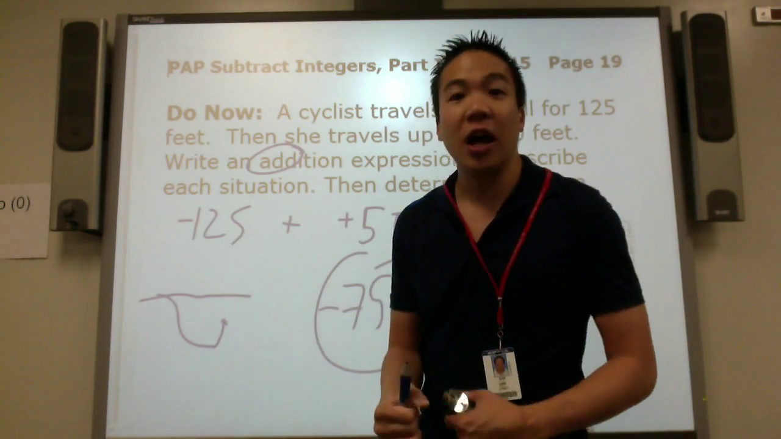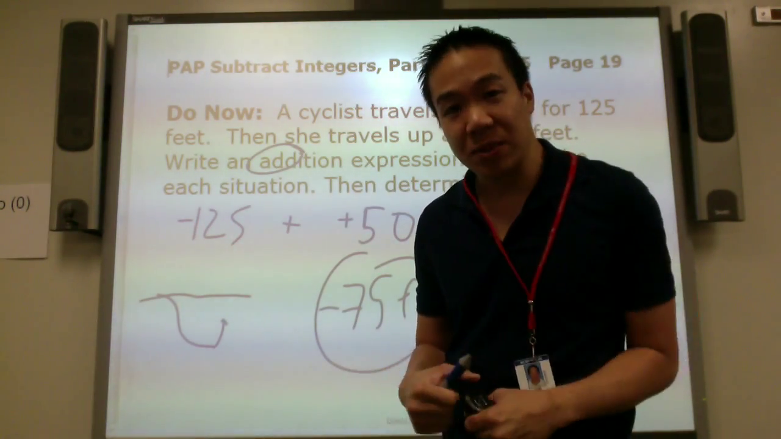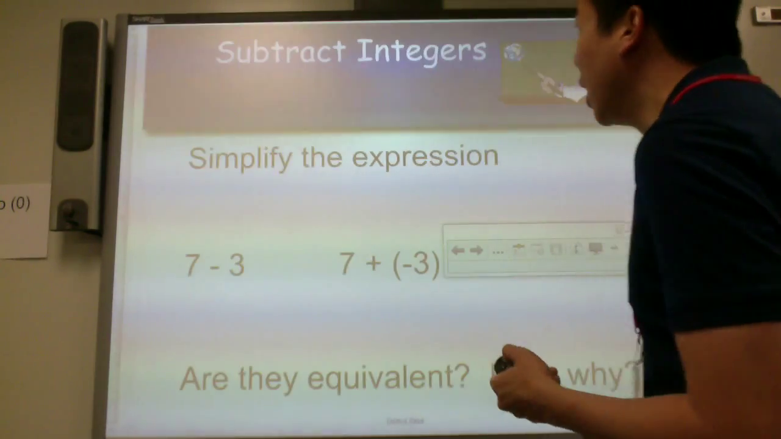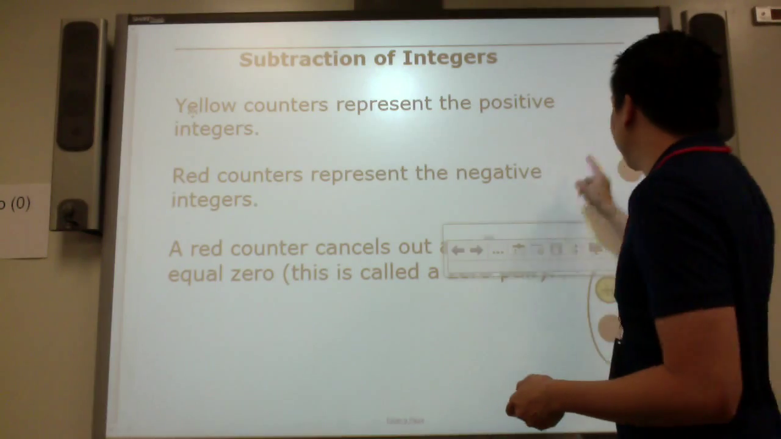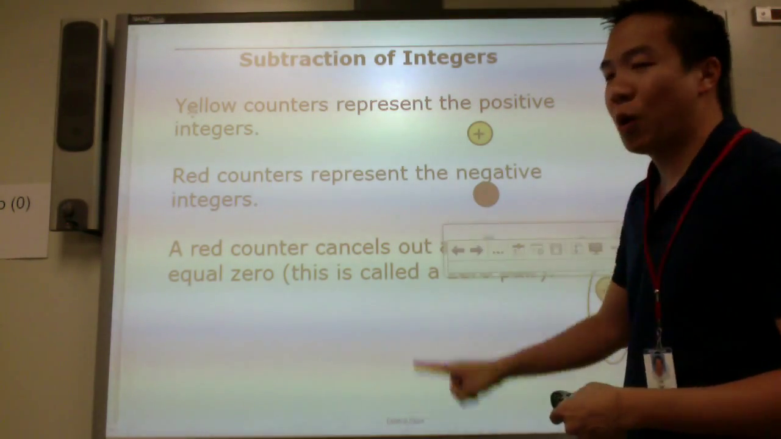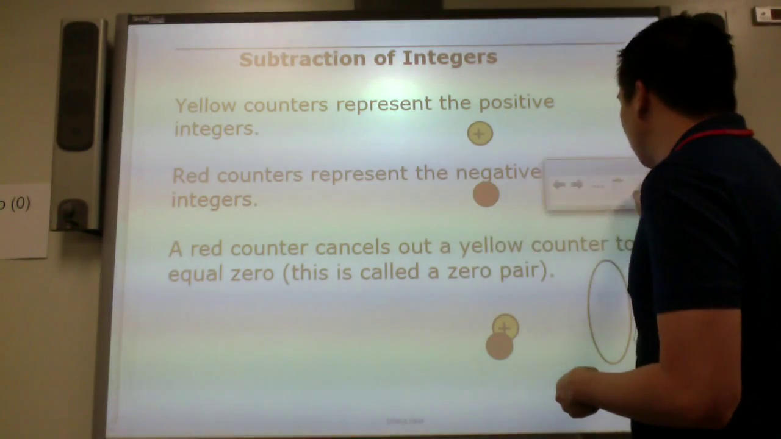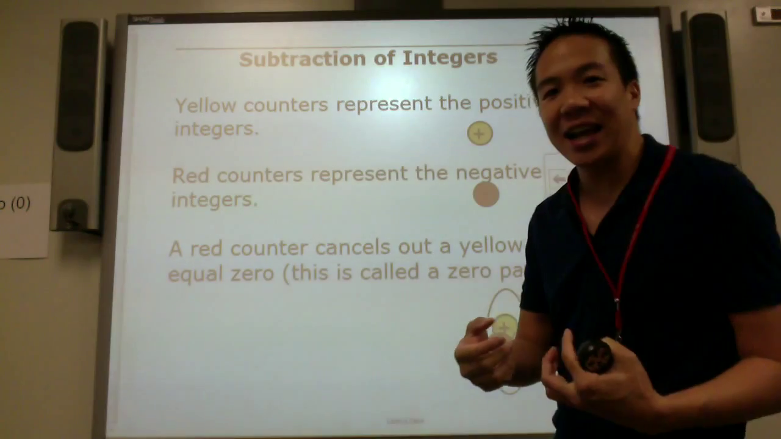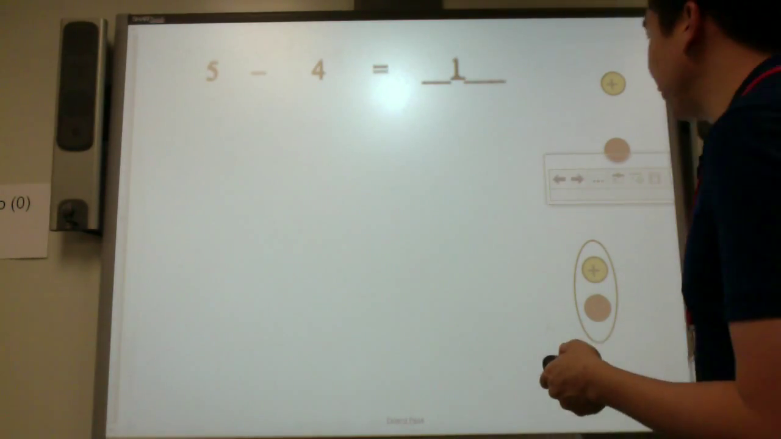I could have drawn 125 negatives, then 50 positives, and then cancel, make some zero pairs. I would have 75 negatives left. To subtract integers, yellow represents positive integers. Red represents negative integers. When you put a yellow and a red together, it is called a zero pair. A zero pair means the positive and negative cancel out. So let's start with our very first example.